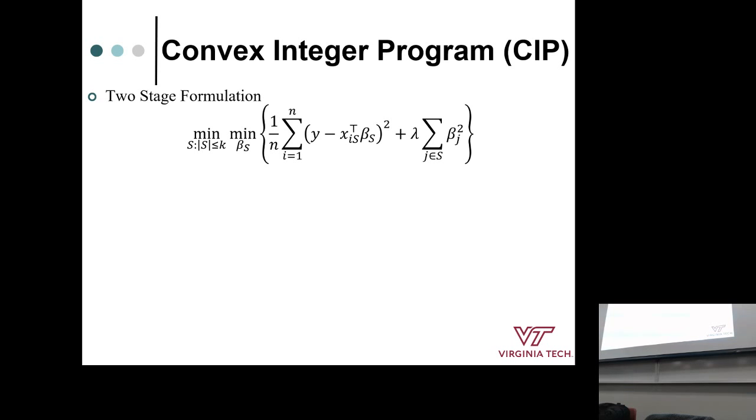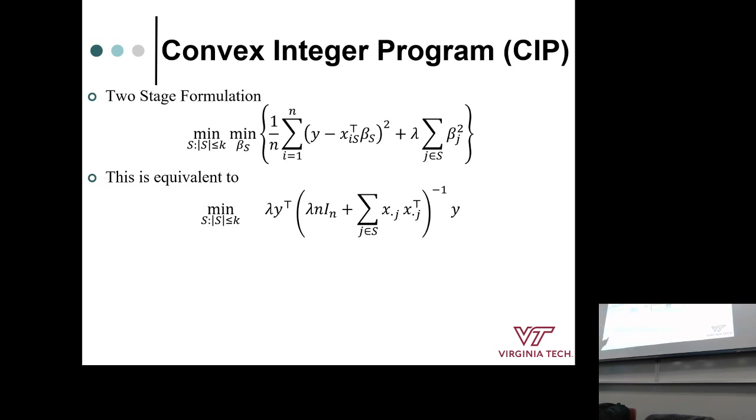So what do people do for this convex integer program? They do this in a two-stage fashion. First of all, they find a subset of features. Okay. And this beta S is just the features corresponding to that subset. And then they maximize over the subset. So this becomes an equivalent formulation. For the inner minimization problem, it becomes a regular ridge regression problem. You're just focusing on this subset of features, okay? And you minimize these terms, and that gives us the one objective function, and then you find the best subset of features of the system.